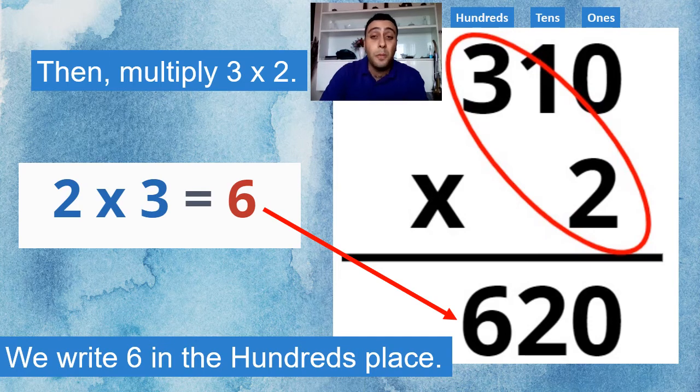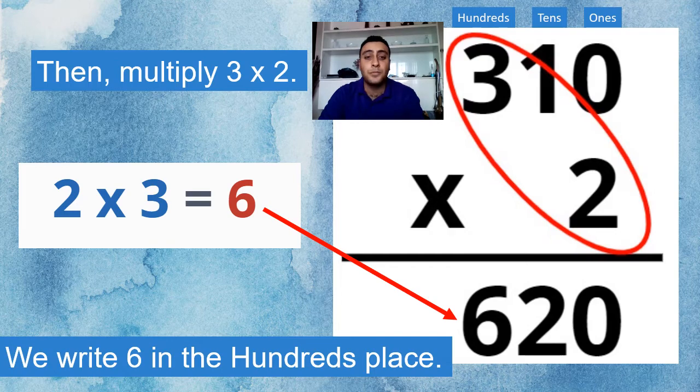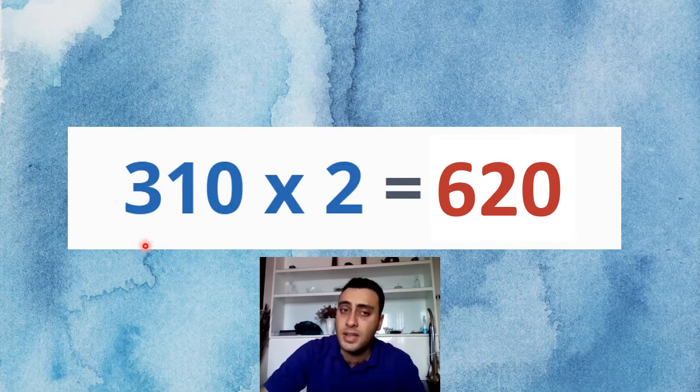Now, let's do more examples. I want you to be ready. So, don't forget the place value alignment, okay? Let me show you here. Let me use this one. See, ones, tens, hundreds. It must align. Okay, so now we know. Pretty easy. 310 times 2 equals 620.